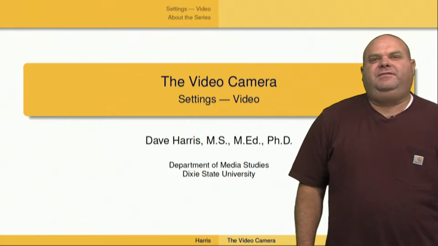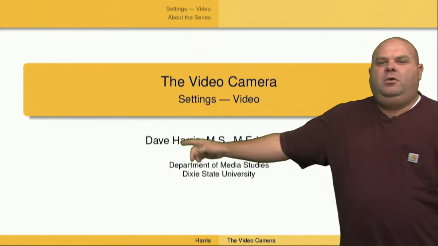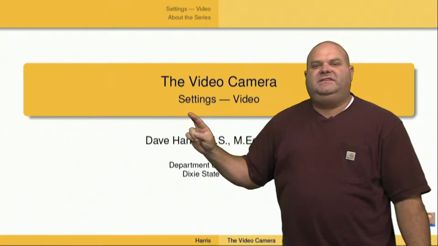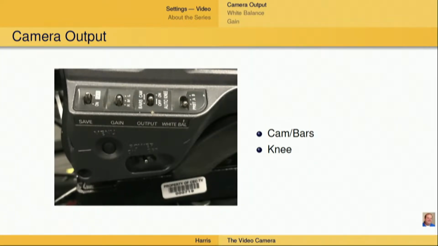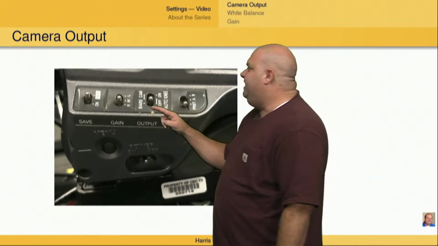I want to welcome you to this video on television and video production. We're talking about video cameras, specifically in this video talking about settings that you'll find on the side panel of a video camera. Here we have a typical camera setting. I want to talk about the camera output setting that's right here.